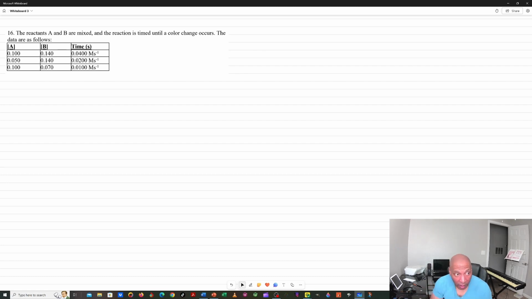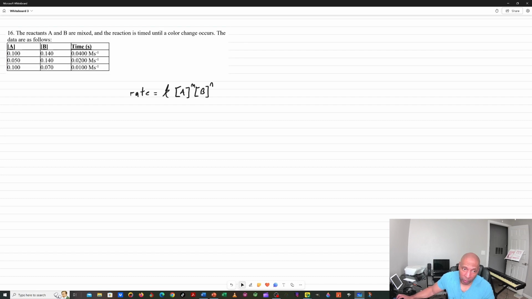Okay, so we know that our rate law is going to look something like this. Rate is equal to k times the concentration of A raised to some power, let's call that m, times the concentration of B raised to some power n. Now our job is to find m, the order with respect to A, n, the order with respect to B, and k, the rate constant. And while we're at it, we're going to go ahead and find the units for the rate constant. Okay, so I think I'll find the order with respect to A first.